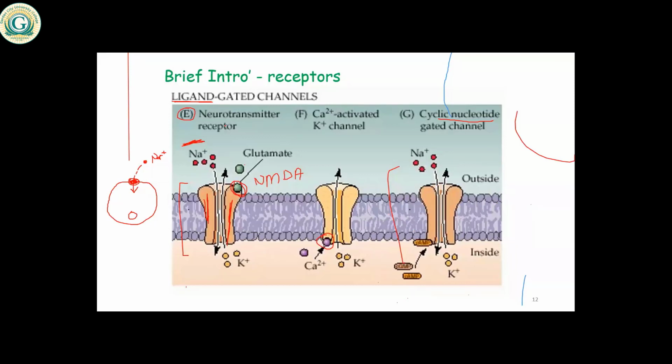For the first diagram, the ligand that is binding to it is glutamate. Glutamate is a neurotransmitter. When glutamate binds, the channel opens to allow sodium to move in and potassium out. For the second diagram, the ligand that is binding to the receptor to cause it to open for potassium to flow out is calcium. And for the third one, the ligand that is binding to allow for the movement of these ions is the cyclic nucleotides. Over here, you have cyclic AMP. That is the ligand.